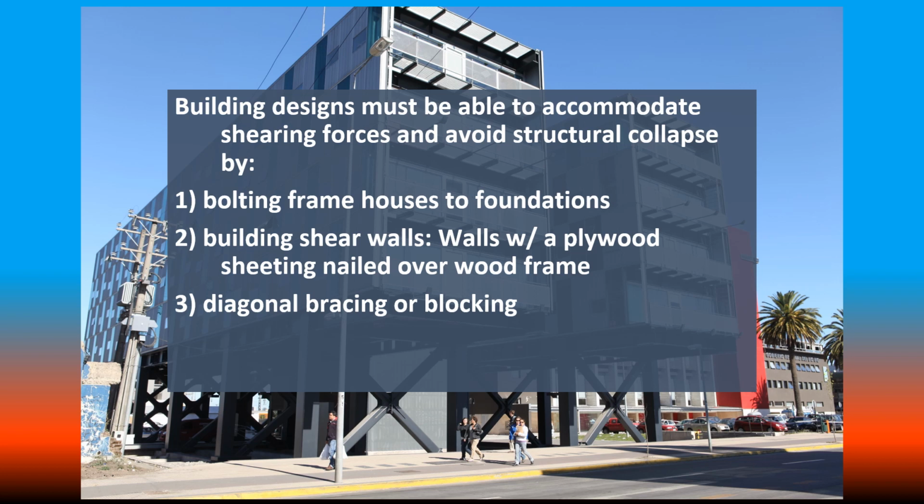Diagonal bracing or blocking. This is just basic engineering, but you can look at this building down here. If it was just these posts and then this building, these posts could rock back and forth and collapse a lot easier than it would if they put these diagonal bracings in, because that causes the building to be a little bit more stable on these posts here. And we do the same thing with roads and infrastructure.